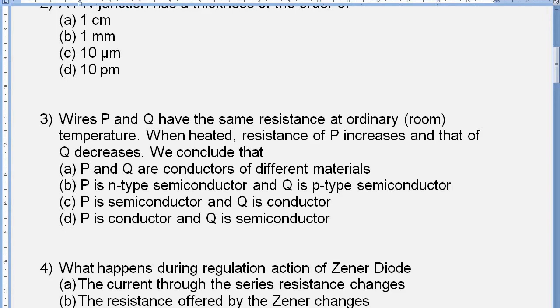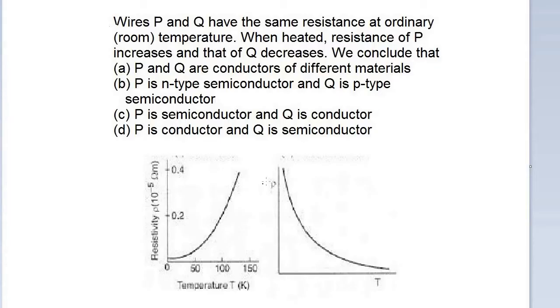Here we are given two graphs. On the left side we have one graph, and on the right side we also have a graph. This graph is the resistivity of a conductor, and this one is for a semiconductor. What we observe is that when we increase the temperature of a conductor, the resistivity increases exponentially. You can see here. For a semiconductor, as we increase the temperature, the resistivity decreases exponentially.